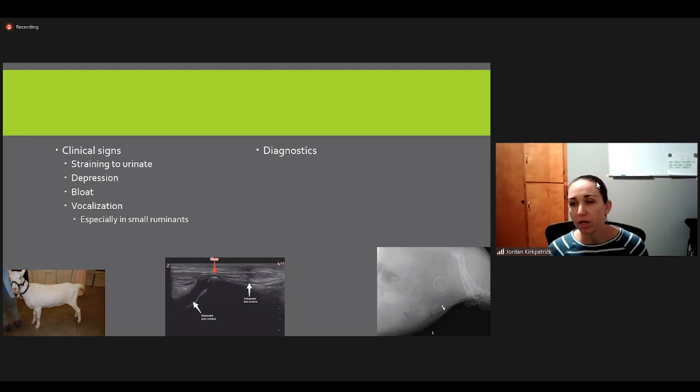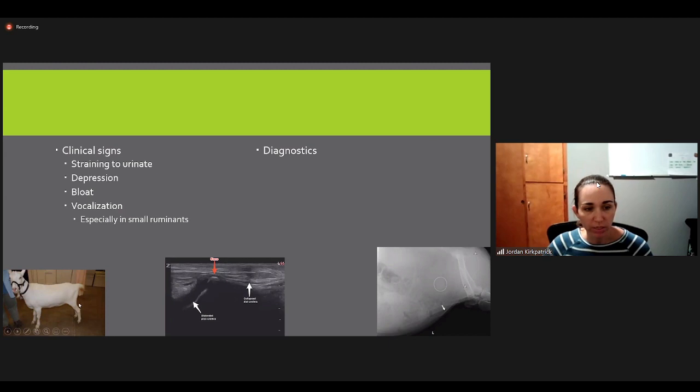Clinical signs: straining to urinate, they may be depressed, especially if their bladder has ruptured, or if they have severe azotemia, they may look bloated. Goats especially will scream constantly, vocalize constantly. And so that's also an indication that something is wrong.